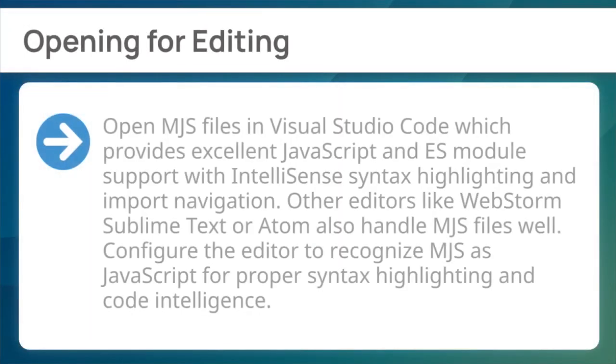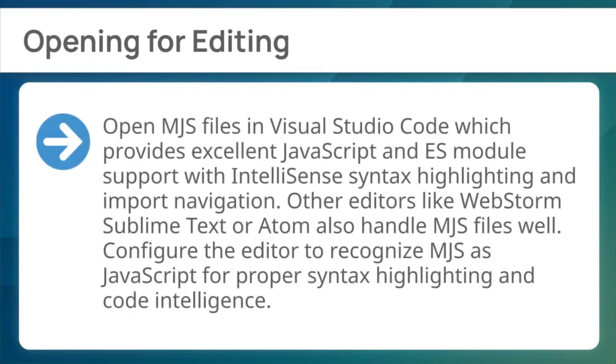First, opening for editing. Open MJS files in Visual Studio Code, which provides excellent JavaScript and ES module support, with IntelliSense, syntax highlighting, and import navigation. Other editors like WebStorm, Sublime Text, or Atom also handle MJS files well. Configure the editor to recognize MJS as JavaScript for proper syntax highlighting and code intelligence.